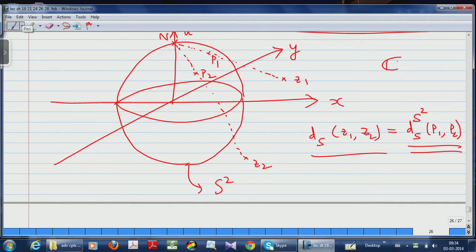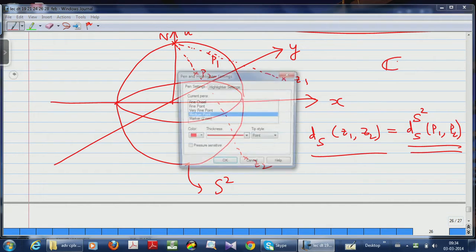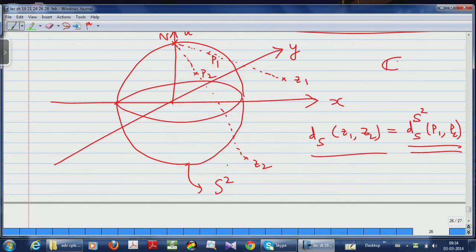Now the point is that I need also to write something here. So let me take another color. So let me write it somewhere here. So you have S2, and you have this stereographic projection with C union infinity. C union infinity is the extended complex plane.